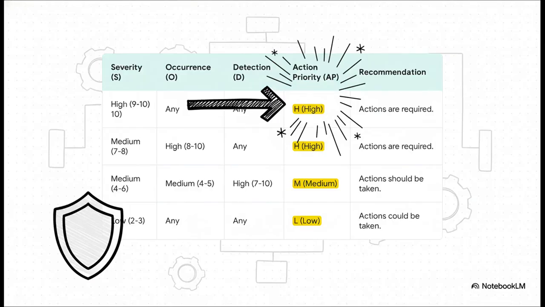In the old days, teams would just multiply these 3 numbers. But the new standard is way smarter. It uses this action priority table. And here's the brilliant part. Look at that top row. If the severity is high, a 9 or a 10, it doesn't matter what the other scores are. The action priority is automatically high, and the team is required to do something about it. This ensures the most dangerous potential failures always get top priority.